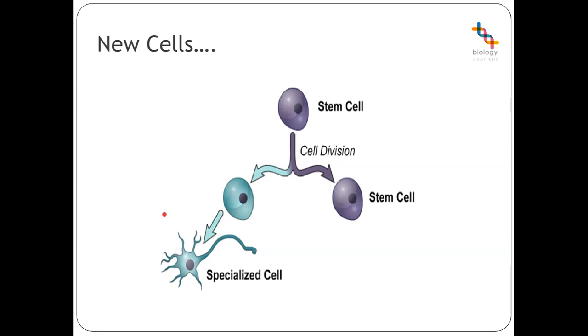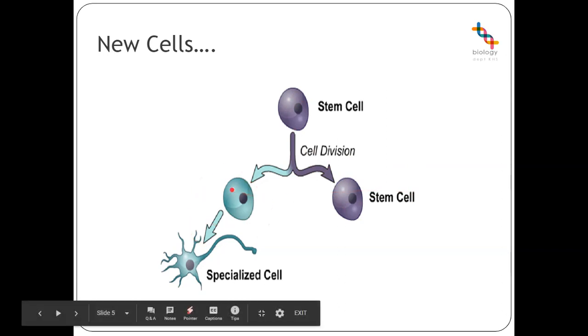There are only two cell types which are able to replicate indefinitely, and they are stem cells or cancer cells. So we can see here we've got our stem cell which is carrying out cell division, and this stem cell could go on dividing and dividing, whereas the specialised cell, once it becomes specialised, has a limited number of divisions within it.